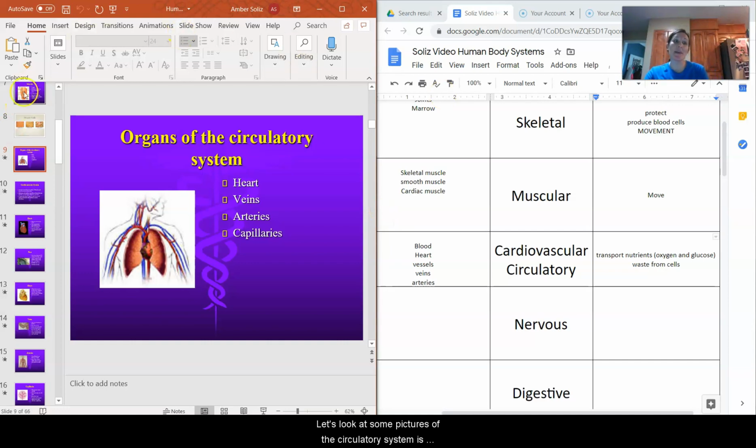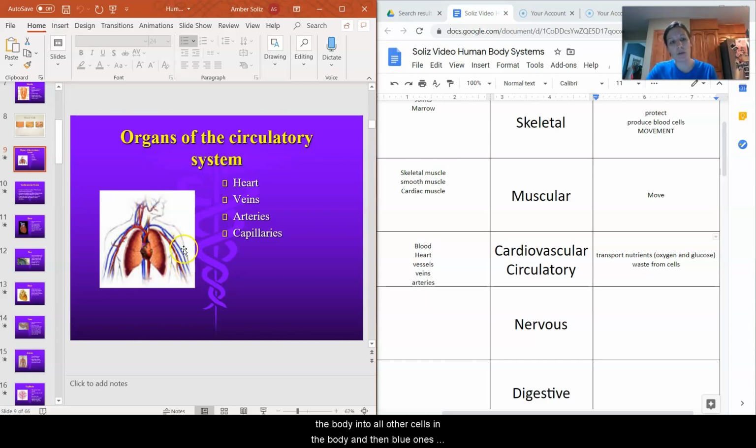Okay, let's look at some pictures of the circulatory system just really quick. So you can see that they usually show diagrams with both red and blue. Red is supposed to represent arteries that are carrying oxygenated blood away from the lungs and heart to the major organs in the body and to all other cells in the body.